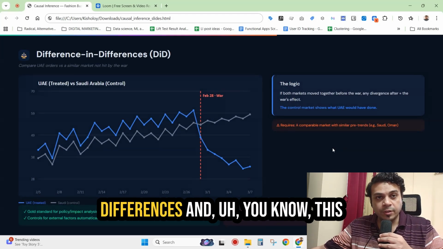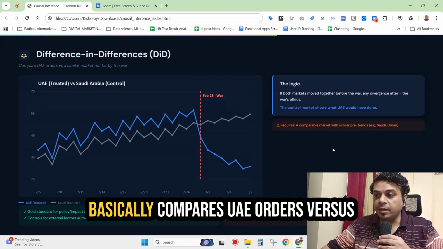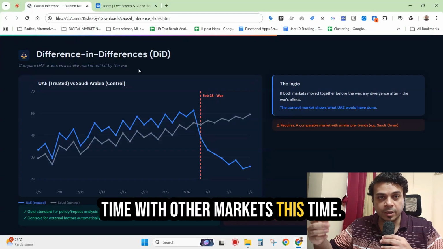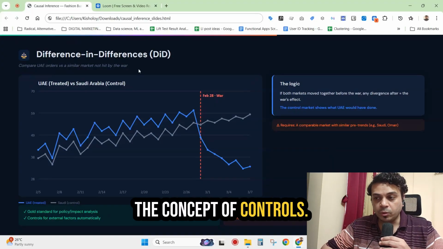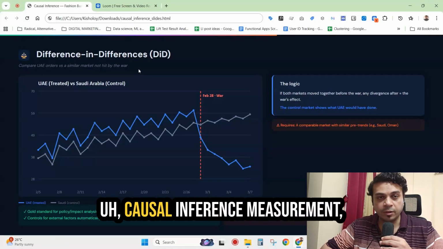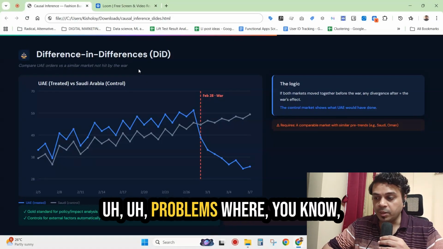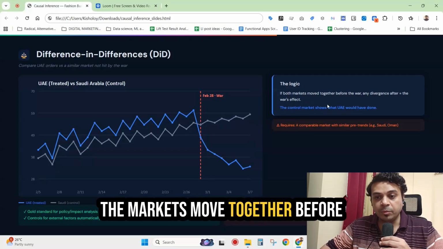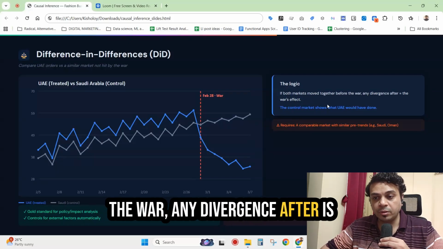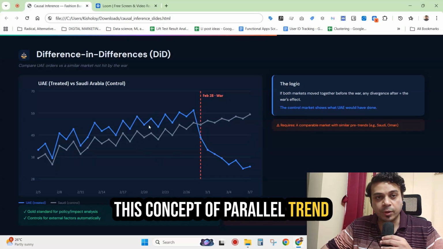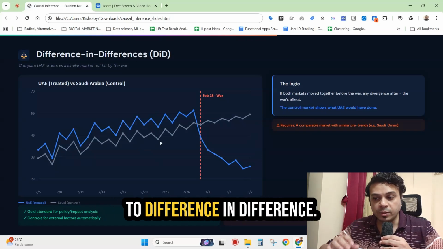Then you have difference in differences, and this basically compares UAE orders versus a similar market not hit by the war. So you are also comparing this time with other markets this time. So you are bringing in the concept of controls, and this is a very strong industry standard in this sort of causal inference measurement problem, where the logic behind it is that if both the markets move together before the war, any divergence after is basically equal to the war's effect. So you can see that there is this concept of parallel trend. That's very fundamental to difference in difference.